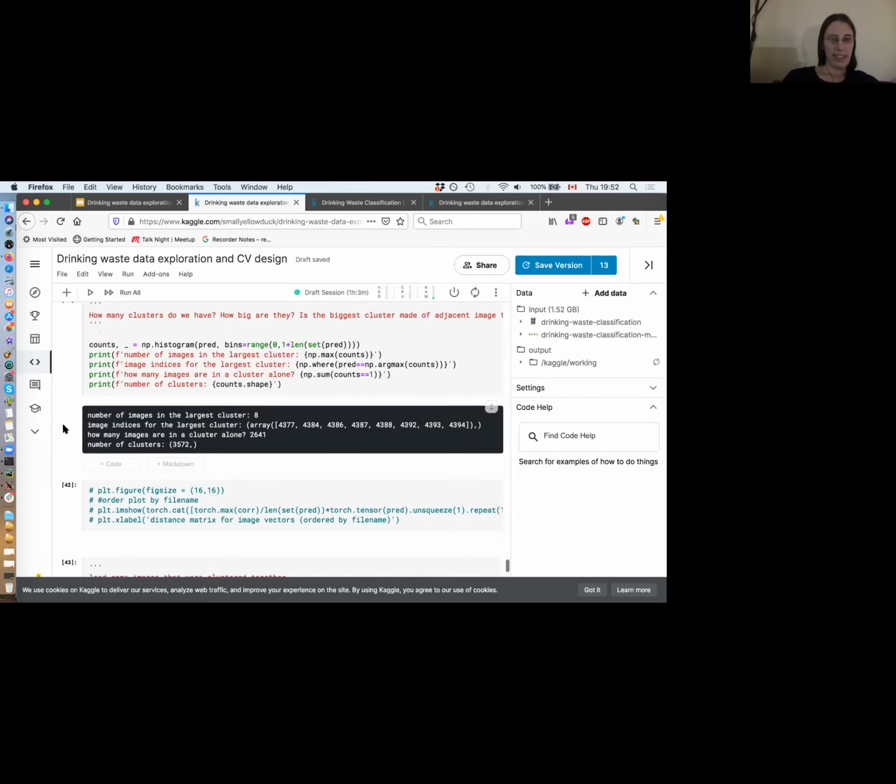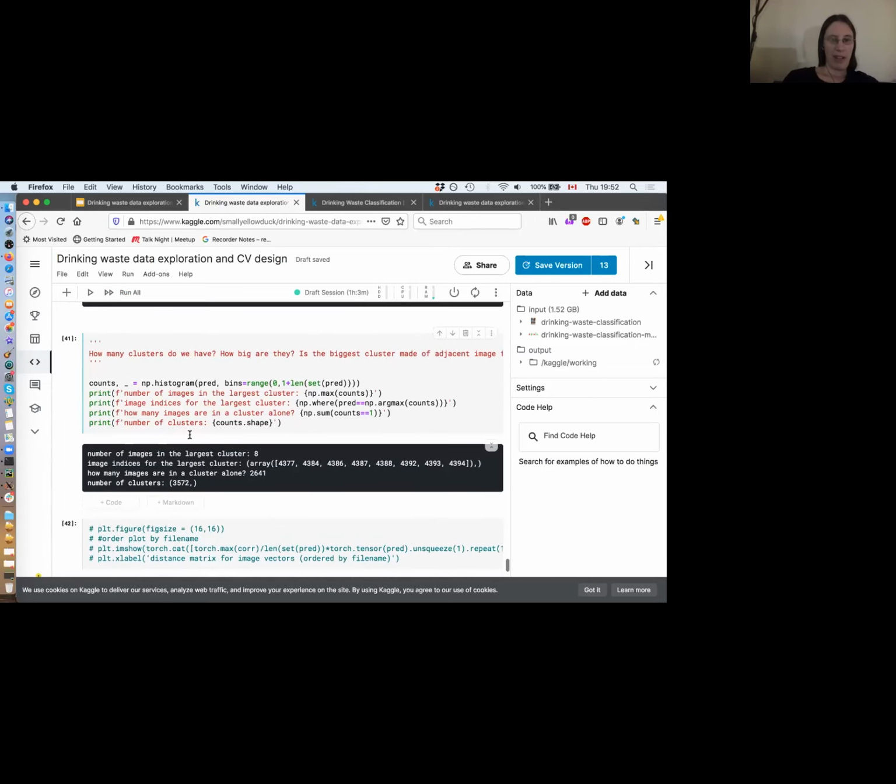Let's see. All right, so I guess what I've done here is I'm not setting the cluster size. I'm just varying this distance parameter, and I can look to see what is the number of images in the largest cluster, and the algorithm came up with 8. And then I also asked to print out the image indices for the largest cluster. What I'm looking for here is that they're close together, because I know that the file names are ordered in time. So what I was expecting to see is some indexes that are really close together, and that does actually seem to be the case here.